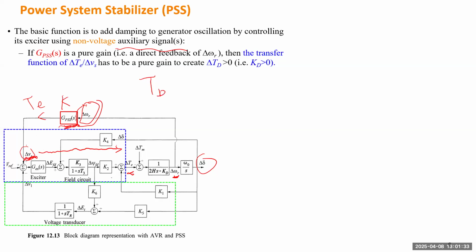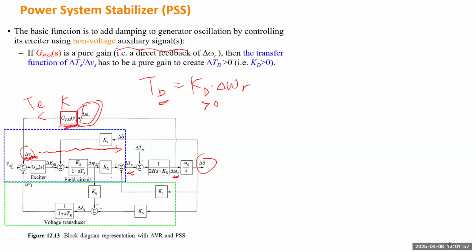TD is the damping component of the electric torque, which is equal to KD multiplied by delta omega R. This is the definition, so this is like damping torque. If this is positive, this oscillation will decay, which means if KD is positive, the damping torque will be in the same direction of speed deviation.